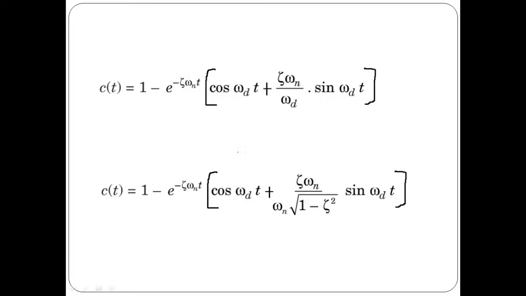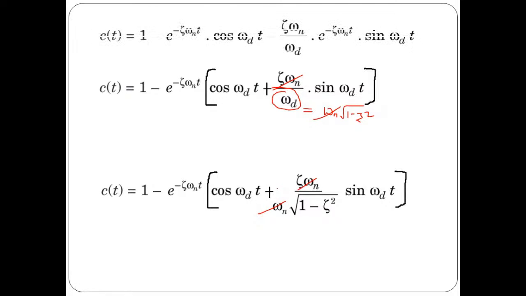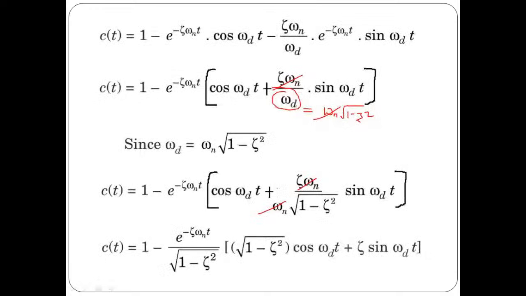Or, because we know that this omega d, which is the damped frequency of oscillation, is omega n under root 1 minus zeta square, this omega n gets cancelled. You will get this as an answer. That is important. So this c of t is 1 minus e to the power minus zeta omega n t upon square root 1 minus zeta square, in bracket, square root 1 minus zeta square cos omega d t plus zeta sine omega d t. This will be the equation.